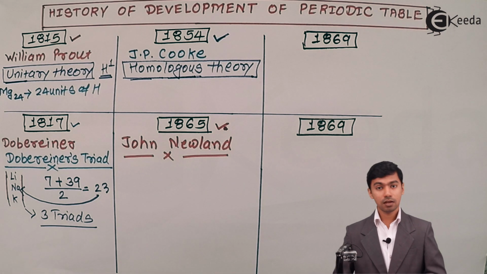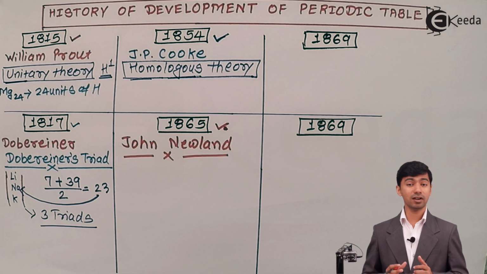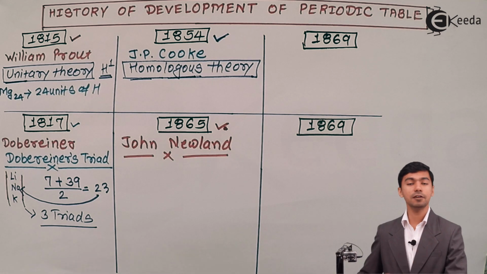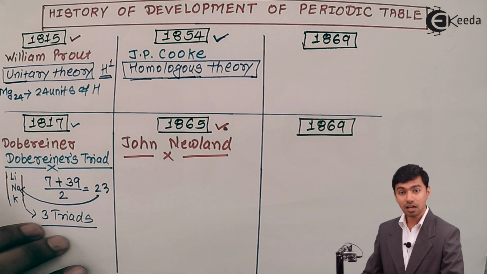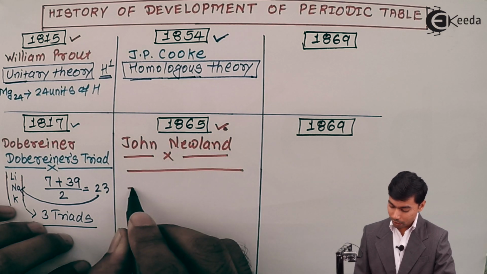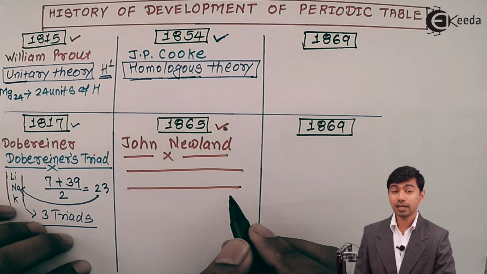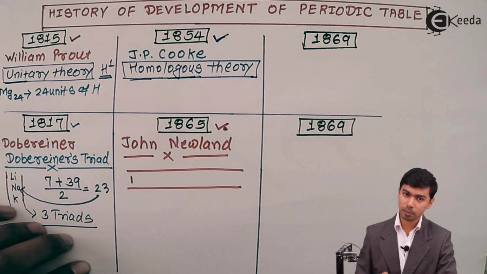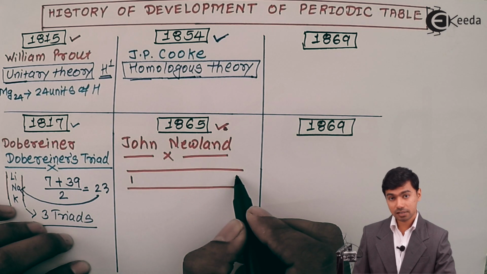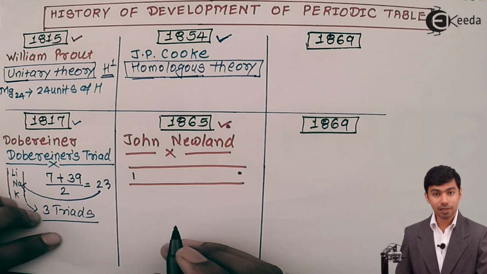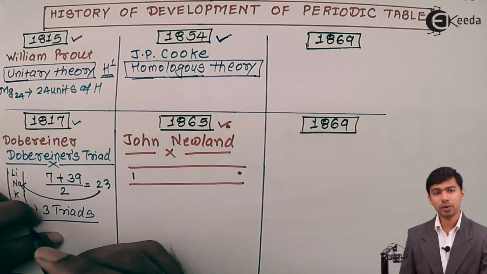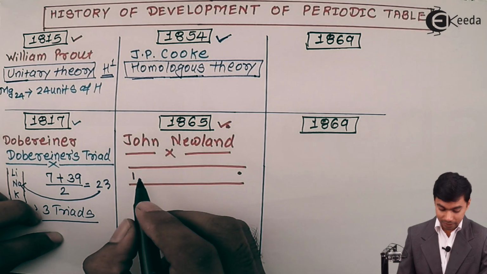So Newland was in a dilemma: what kind of things and factors should be added to his theory to classify all the elements? This was the question in front of Newland. So he started arranging some of the elements in one line according to their increasing atomic mass. That means the first element has the lesser atomic mass, whereas the eighth element has the greater atomic mass. But how did he make the arrangement of elements like that?